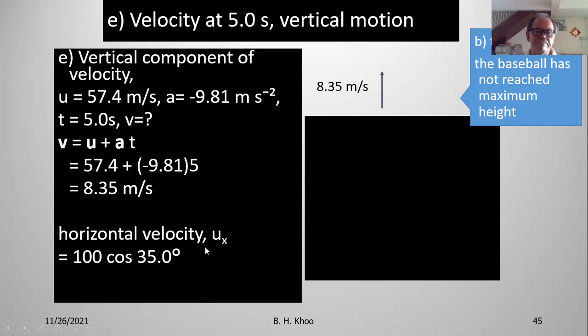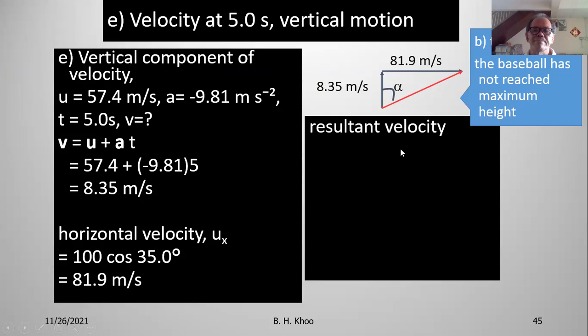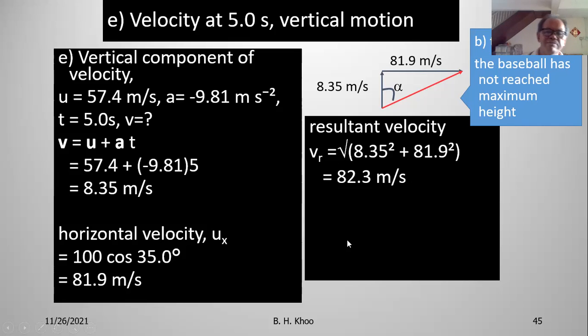Horizontal component is this value, 100 cos 35, 81.9. Remember, the horizontal component doesn't change when air resistance is negligible. So the resultant will just be the red line. That's the resultant velocity. Right? We need an angle because it's a vector, alpha. The resultant velocity using Pythagoras theorem, 8.35 squared plus 81.9 squared, and square root the whole thing. Using the calculator, calculate out 82.3 meters per second.